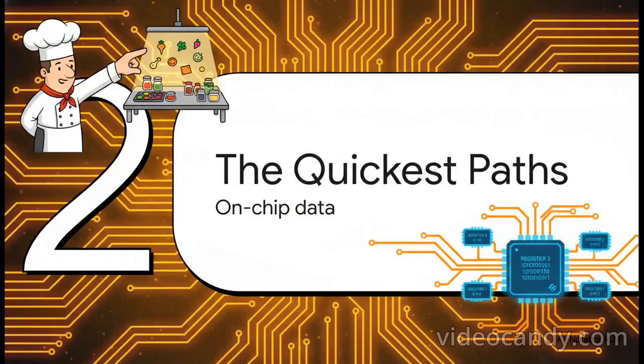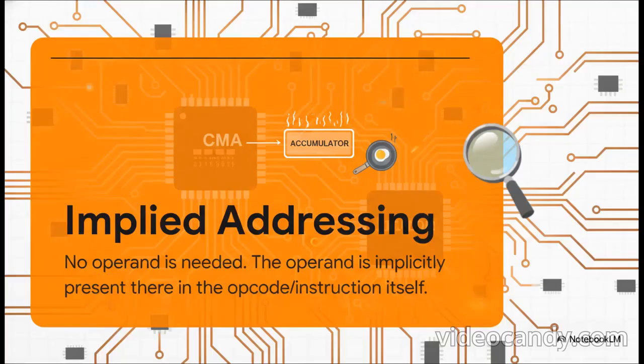So naturally, what are the fastest ways for a chef to get ingredients? Well, it's when they're already right there on that little prep counter in front of them. For a CPU, that prep counter is its set of internal registers, a small amount of super fast on-chip storage. The simplest and fastest method is what's called implied addressing. Here, the instruction itself implies what data to use.